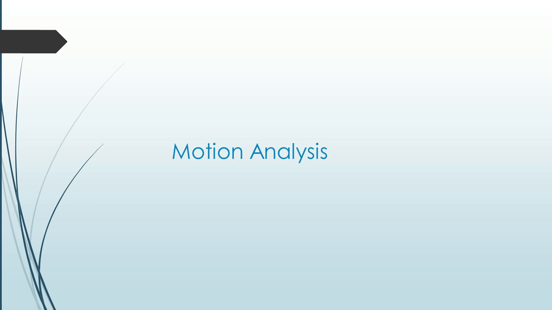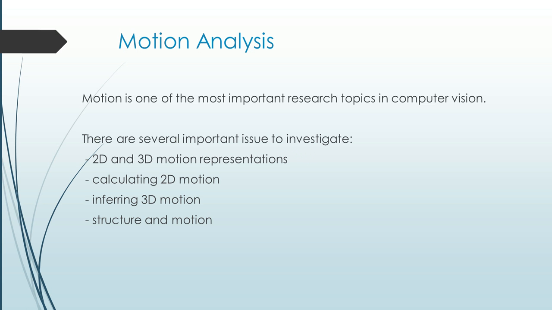So now let's talk about motion analysis. Motion basically is one of the most important research topics in computer vision, but there are several very important issues that need to be investigated. For example, 2D and 3D motion representation, how to calculate this 2D motion, and from 2D motion how we can infer 3D motion.